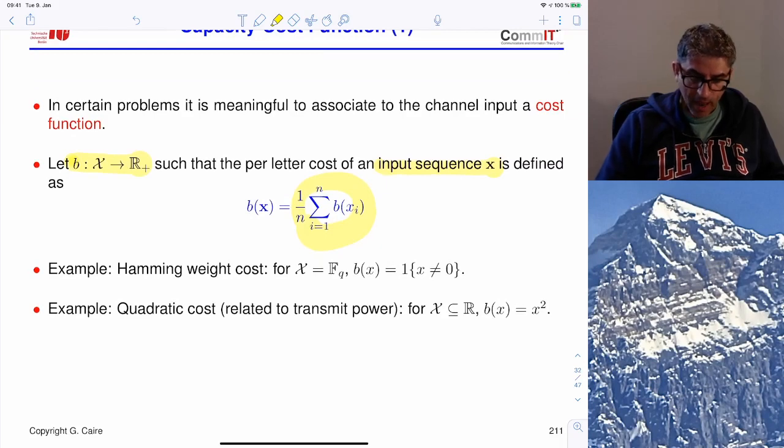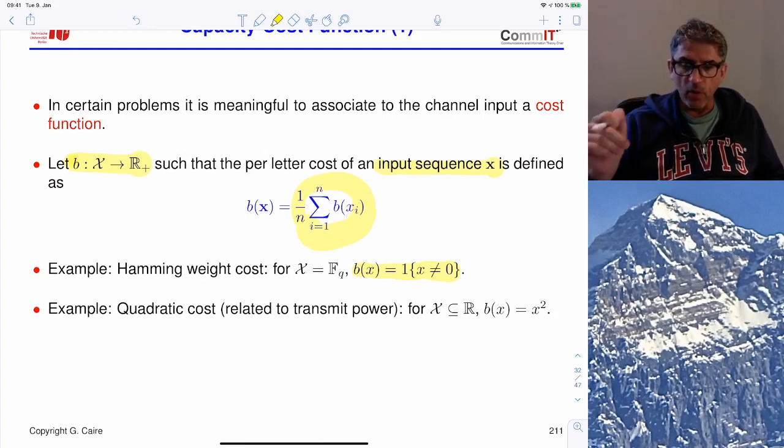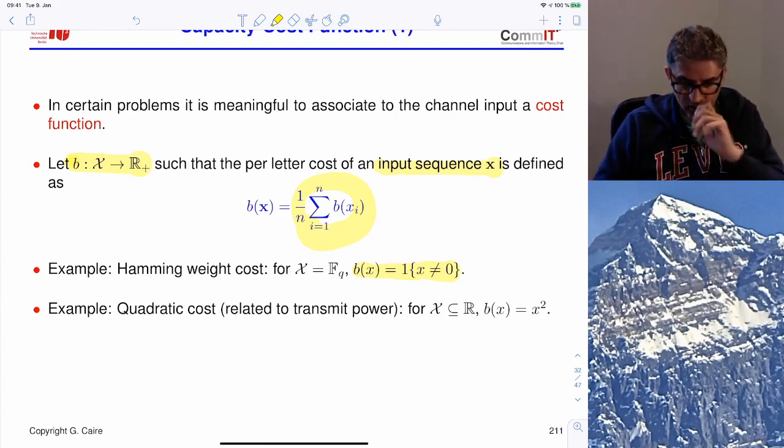Examples may be Hamming weight costs. Hamming weight is a cost function that costs 1 for non-zero symbols and 0 for zero symbols. For example, if you have a binary transmission and you transmit packets of photons, you transmit 0, you transmit nothing, so it costs nothing. You transmit a 1, you transmit a packet of photons, it requires a certain energy, so it costs the cost of this energy.